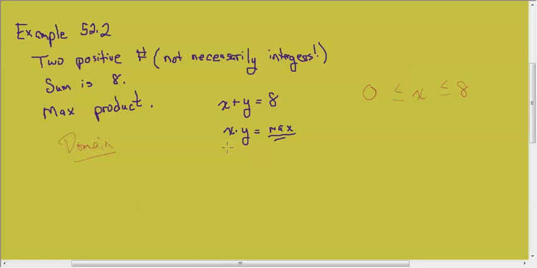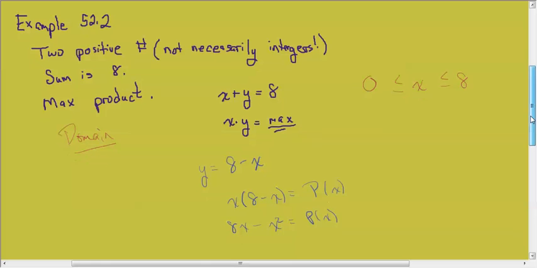All right, so x plus y is 8. Therefore, y equals 8 minus x. So my function for the product is going to be x times 8 minus x. That's my product with x. So 8x minus x squared is my product.